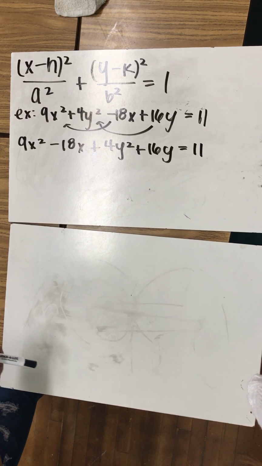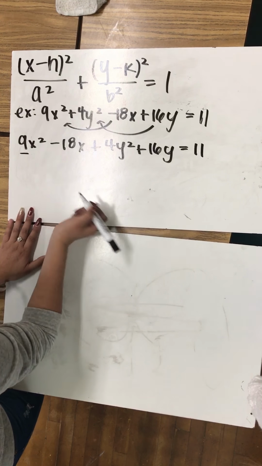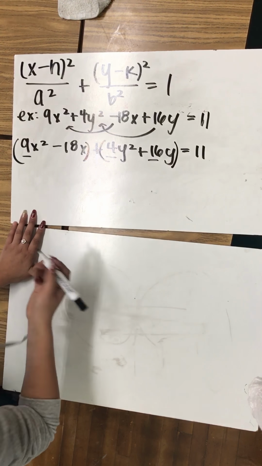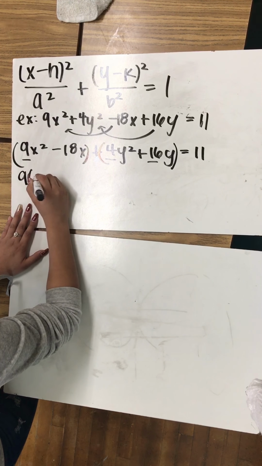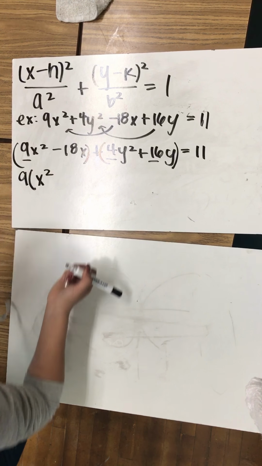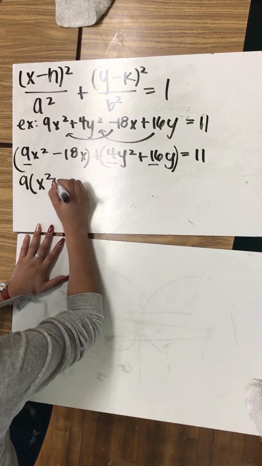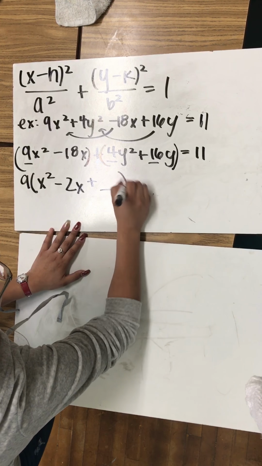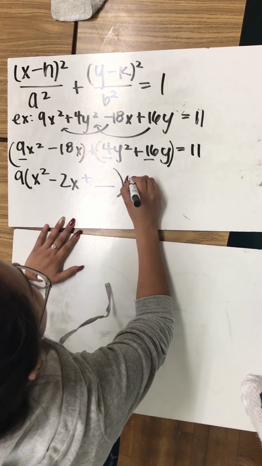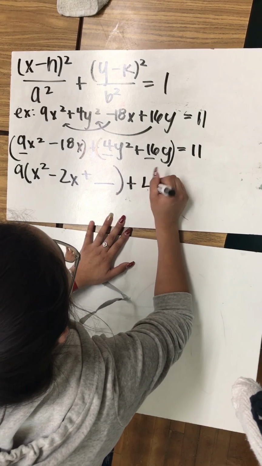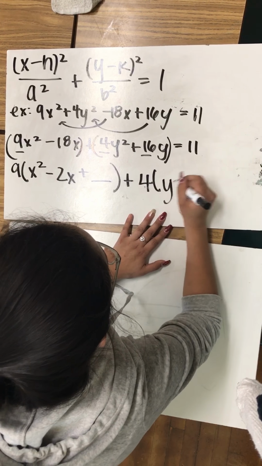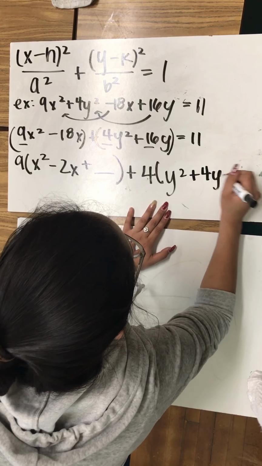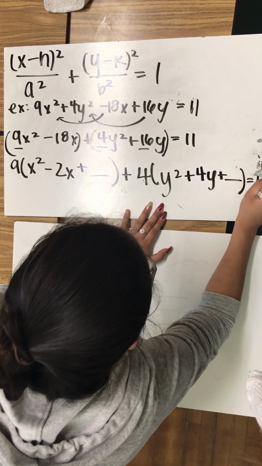And now that we have that, I'm going to factor out the 9 out of these, and I'm going to factor out the 4 out of these. So if you take out the 9, you're left with an x squared, and negative 18 divided by 9 is a negative 2x. And in order to complete this square, you have to leave an empty space, plus, again, I'm going to take out the 4. So it's y squared, 16 divided by 4 is a 4, plus 4y plus a blank equals 11.